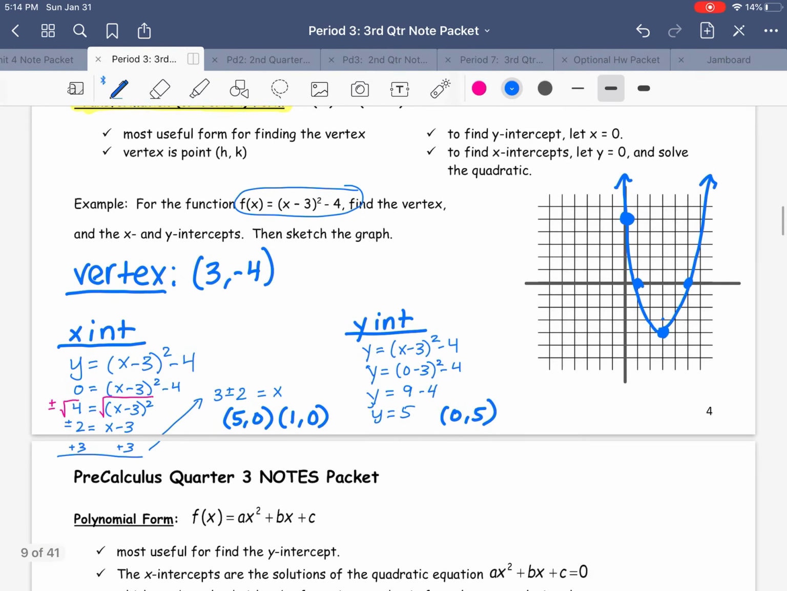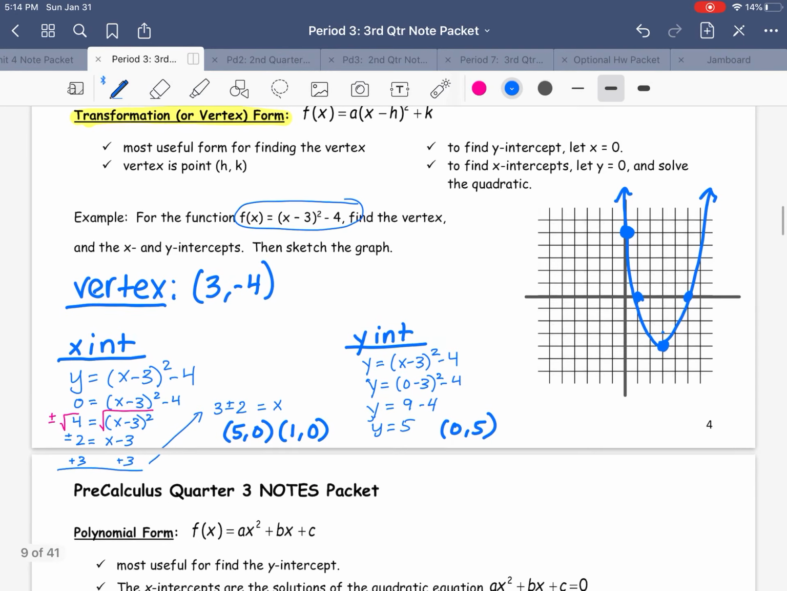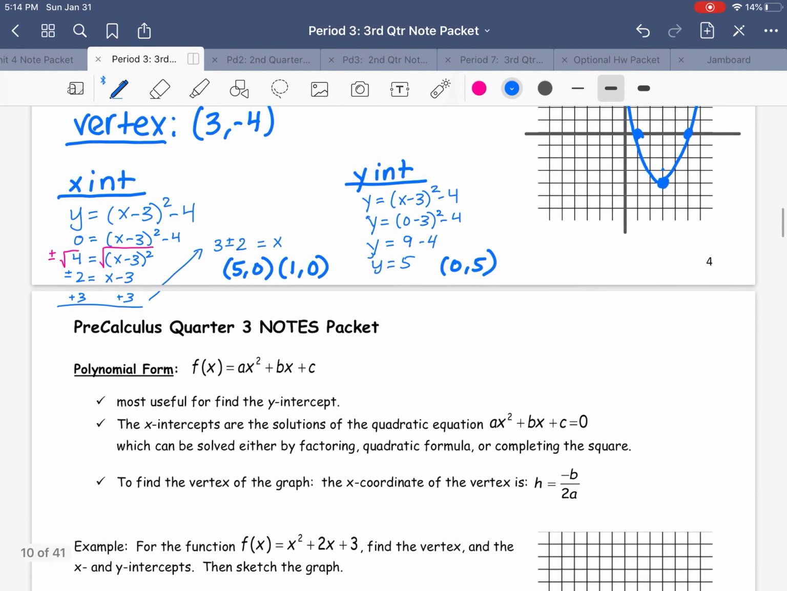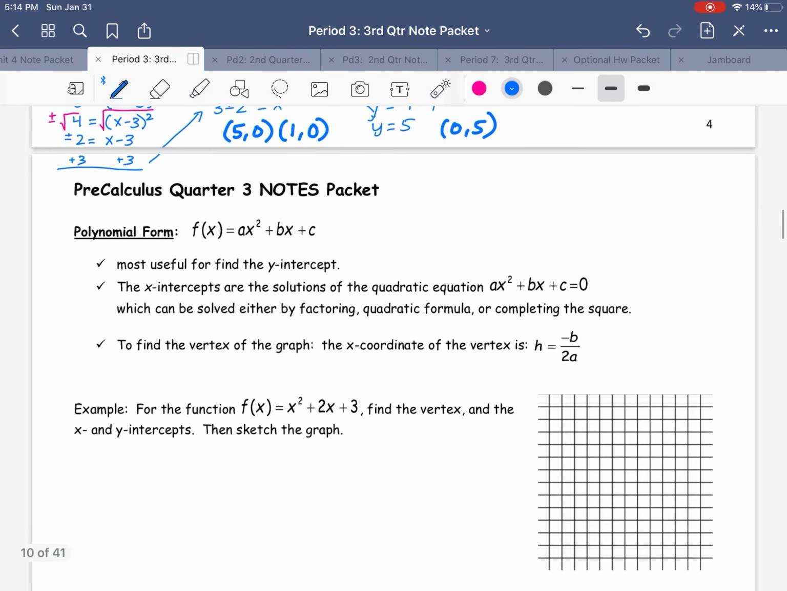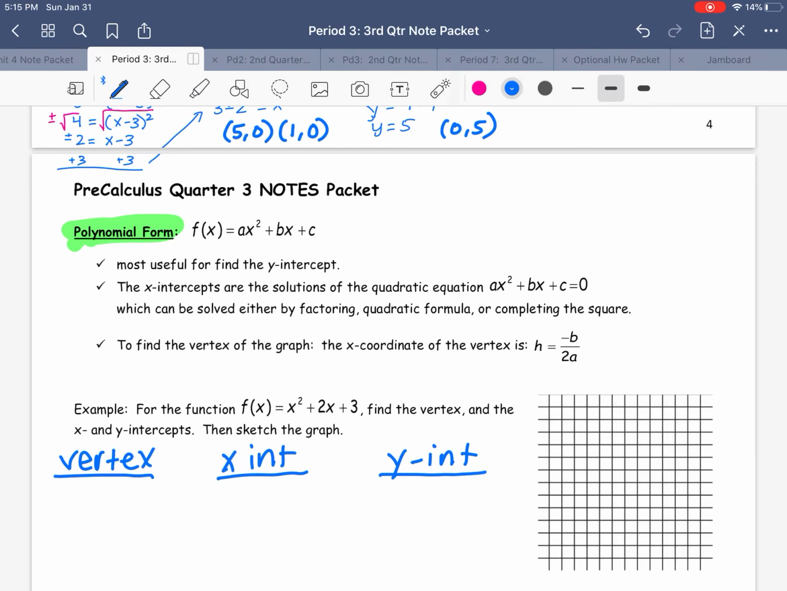Okay, that was when it was given in vertex form. Let's try on the next page one that is given to us in polynomial form. So this one's given to us in polynomial form. This form is most useful for finding the y-intercept. That's going to be the easiest thing to do. So again, I'm going to ask you to find 3 things. I'm going to ask for the vertex. I'm going to ask for x-intercepts. And I'm going to ask for y-intercepts.